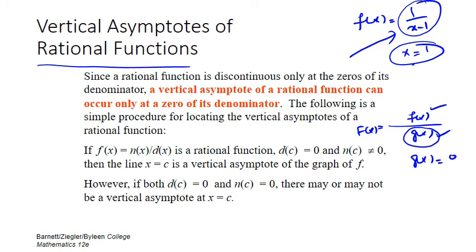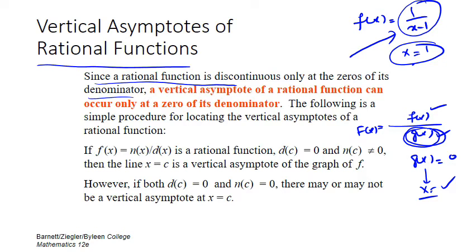So we put it equal to 0 and solve for x. This function will be undefined at these values of x. So we will say that there may exist vertical asymptotes, since a rational function is discontinuous only at the zeros of its denominator. I have already explained that, where its denominator is approaching or getting 0.